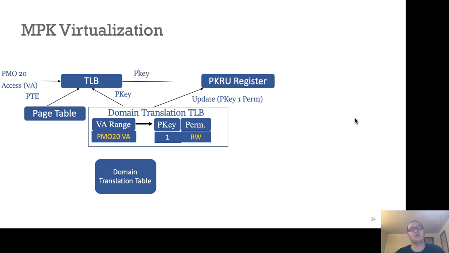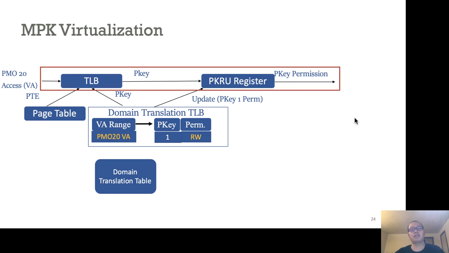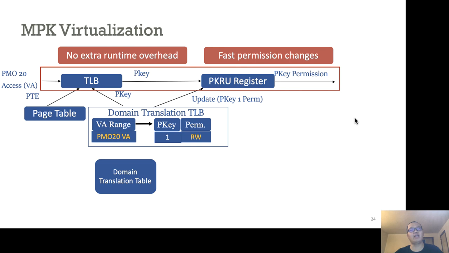Then this access will get the PK from the TLB and use the PK to index the permission in the PKRU register. And all the logic of a TLB hit doesn't change. So for a TLB hit, it keeps the promising features provided by the default MPK, like there's no extra runtime overhead and fast permission changes.